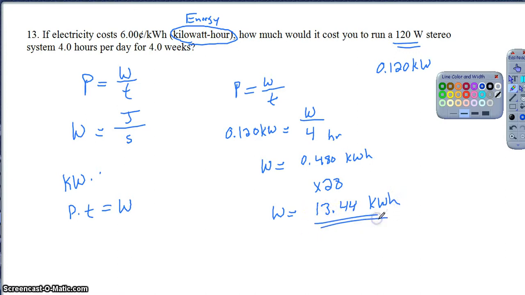So this is how much total energy I've used, and then they give me the rate. They give me the cost of 6 cents per kilowatt hour, so I simply take that number and multiply that by 6 cents, and so I end up getting about 81 cents. So 80.64 cents, or if you prefer, $0.81, right? So obviously they'd round that up on us.